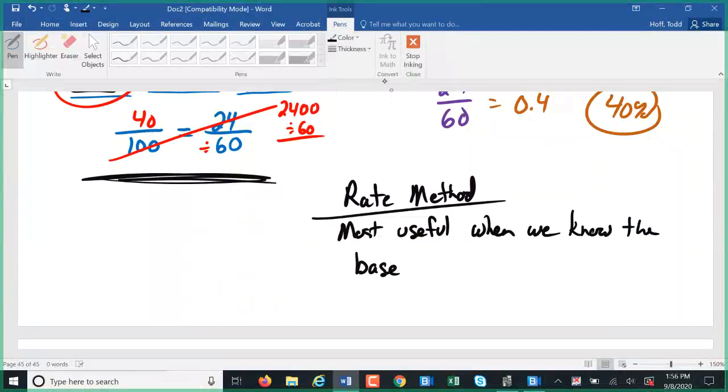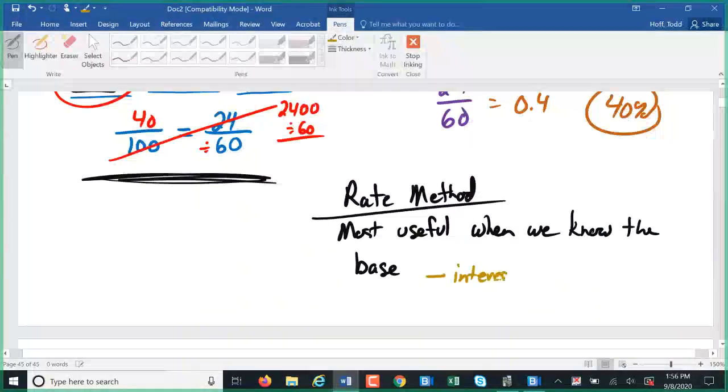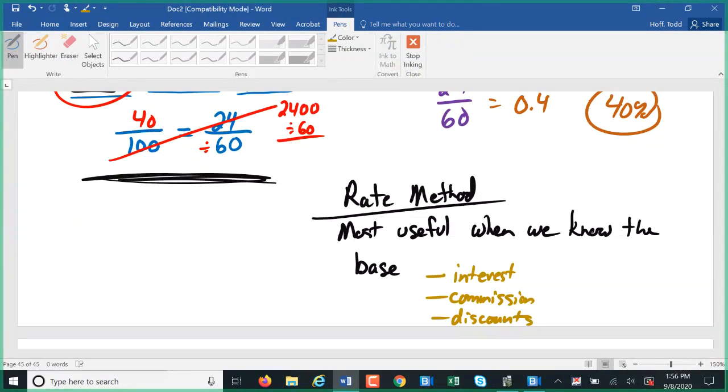That happens a lot. There's applications like interest, commissions, even discounts, where we know the base and we have to find that portion. So using that rate method of the percent is a lot quicker, saves us a lot of time and effort.